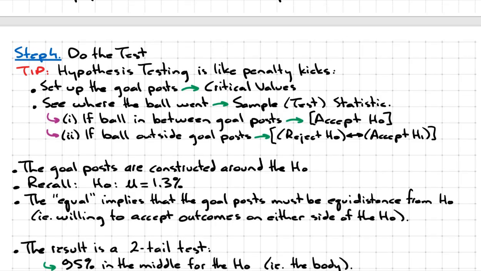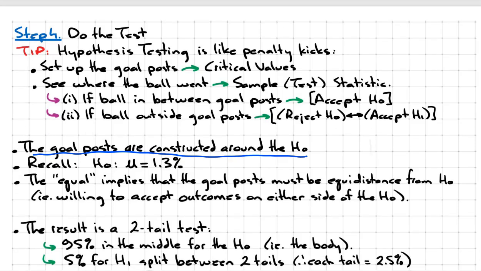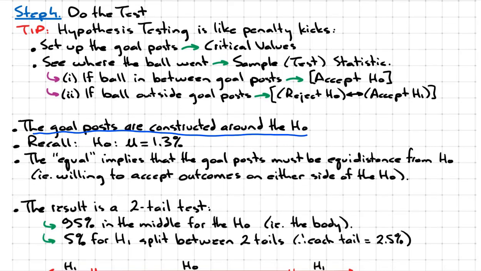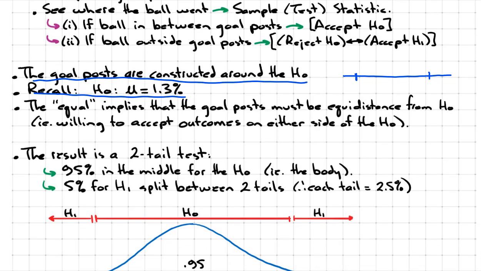Now, as I illustrated before with the penalty kicks, the goalposts are constructed around the null. So let me just draw that field again because it's so important. So here it is. If this is our field, this is the middle, and then what you do is you set up the goalpost here and set up the goalpost there. And that's what we're talking about. And so recall that the null statement was that the population average was 1.3.